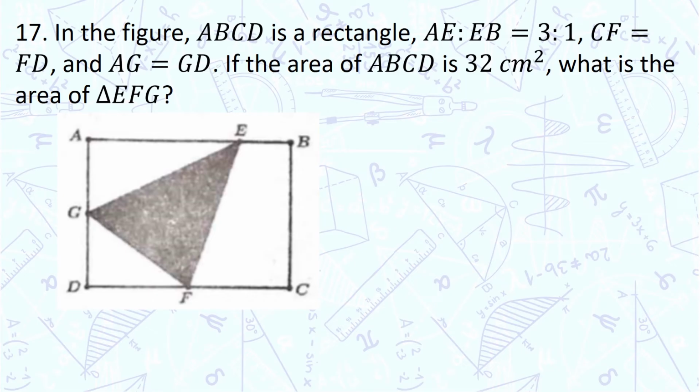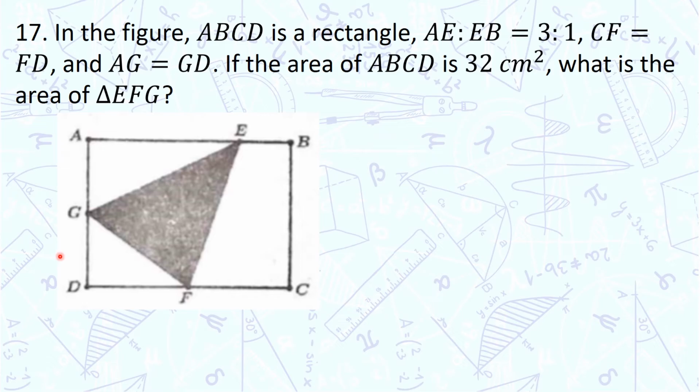Next, question number 17. In the figure, ABCD is a rectangle. AE to EB is equal to 3 to 1. CF equals FD. AG equals GD. If the area of ABCD is 32 centimeters squared, what is the area of triangle EFG? That is the shaded portion in our figure. So if we look at this, we can get the area of the shaded portion if we subtract the area of the unshaded portions from the area of the rectangle, which is 32 square centimeters.